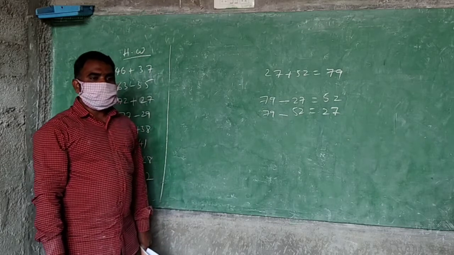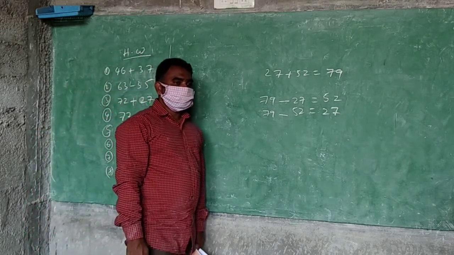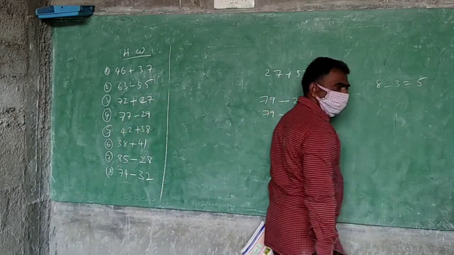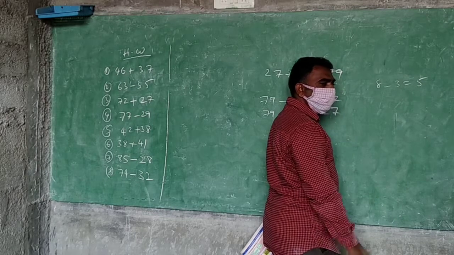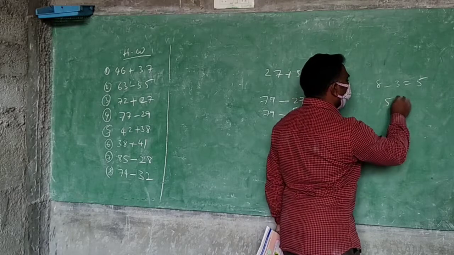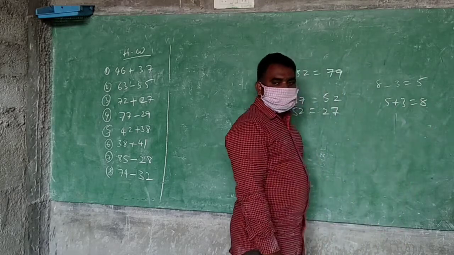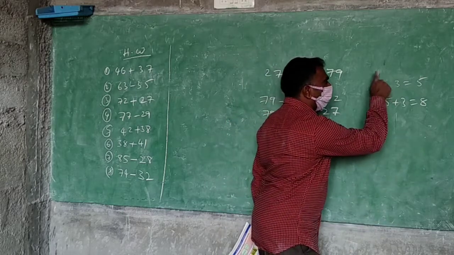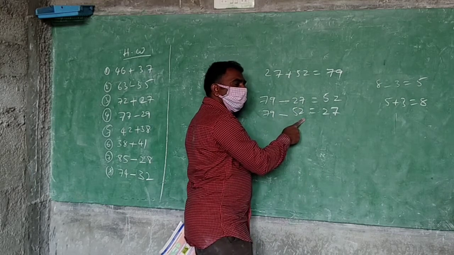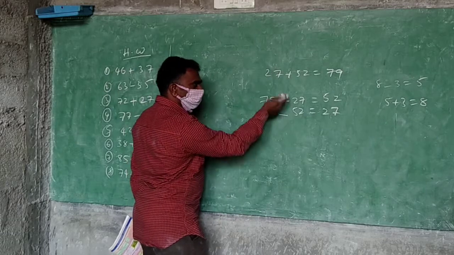From addition you can make subtraction. From subtraction you can make addition. How you see that? 8 minus 3 is equal to 5, no? 5 plus 3, how do you make the addition? 5 and 3 will become 8, no? So 5 plus 3 will become 8. 3 plus 5 also 8. You see, from subtraction you can make addition. From addition you can make subtraction, no?